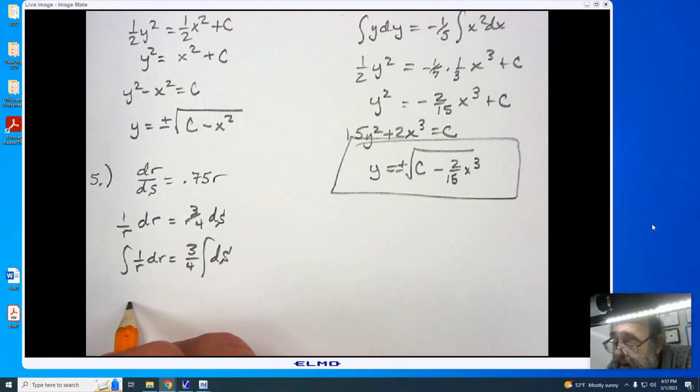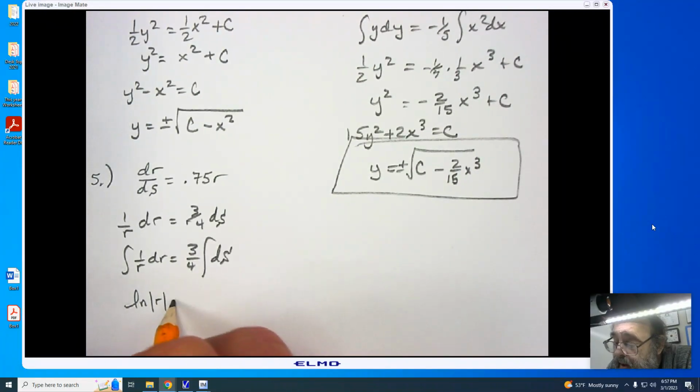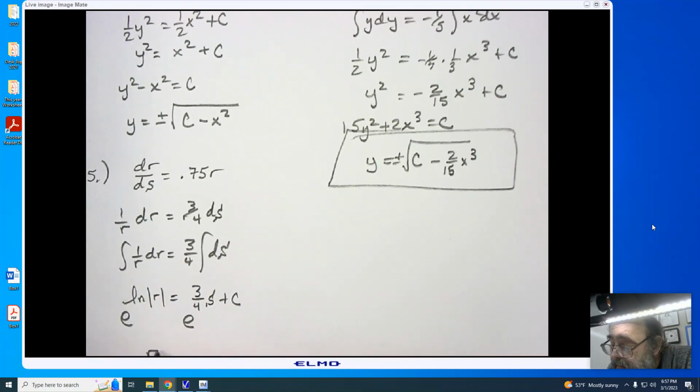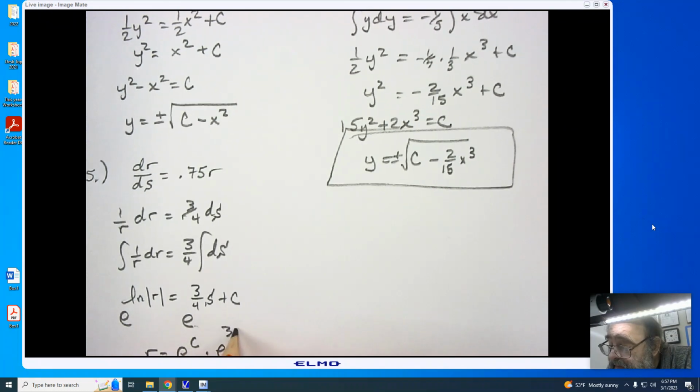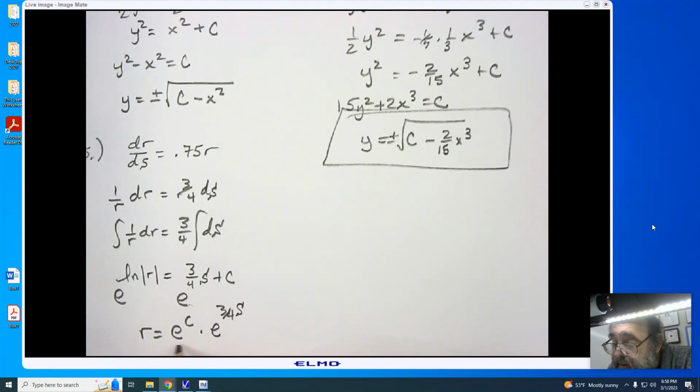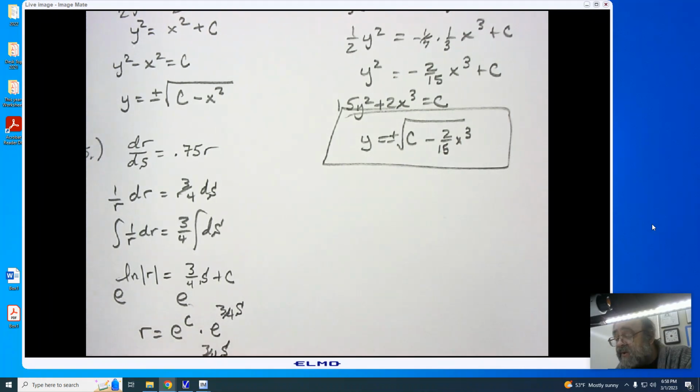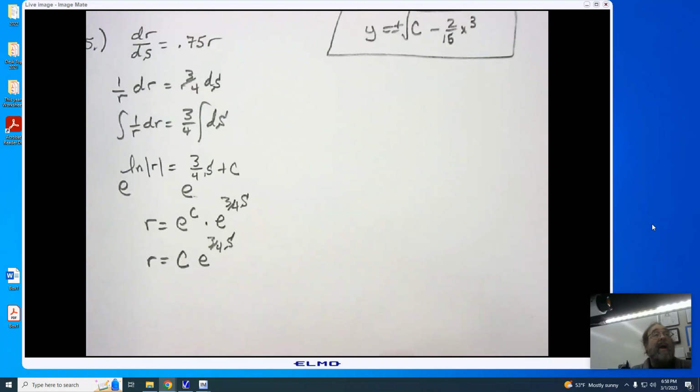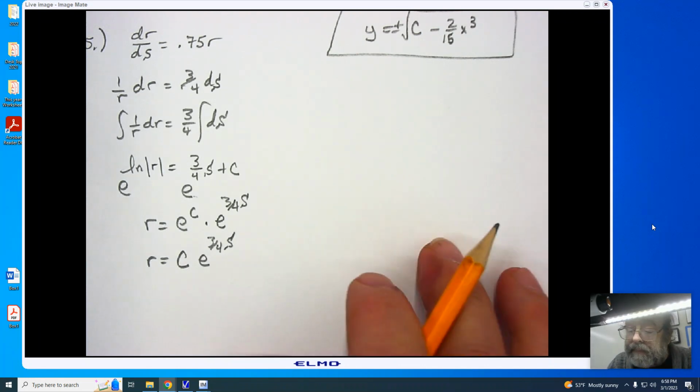This allows me to integrate quite cleanly, getting the natural log of the absolute value of r equals 3/4 s plus c. Now I can exponentiate. This is now giving me r equals e to the c times e to the 3/4 s. And since e to the c is a constant, we call it c. Now, if you wish to call it 0.75 s, you may, but that is our answer. r equals c e to the 3/4 s, or r equals c e to the 0.75 s.